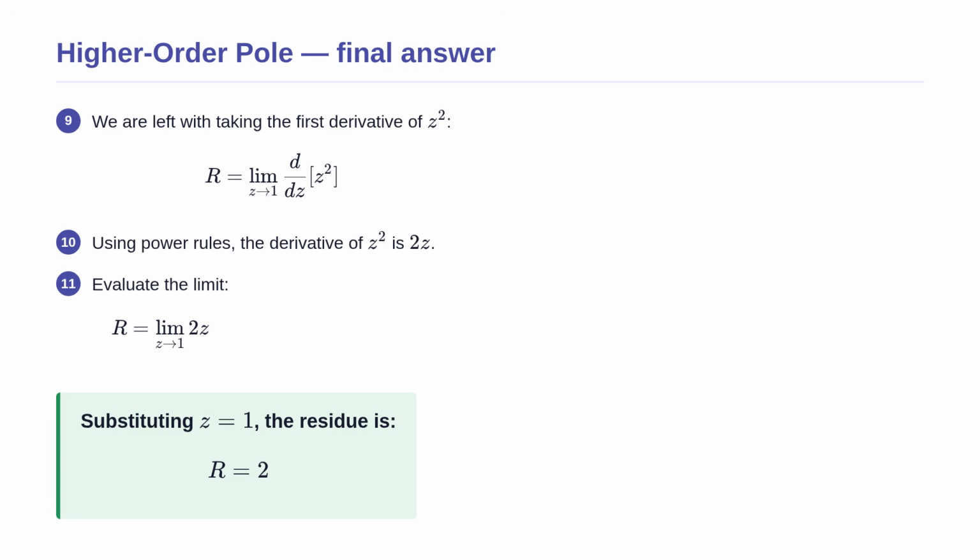We substitute the number 1 into our simplified expression 2z. 2 times 1 gives us a final result of 2. Therefore, the residue of this function at the pole z equals 1 is exactly 2. Even though the pole was more complex, this step-by-step process safely guided us to the single number that defines its behavior. Physically, this tells us the exact strength of the system's response at the specific resonant frequency.